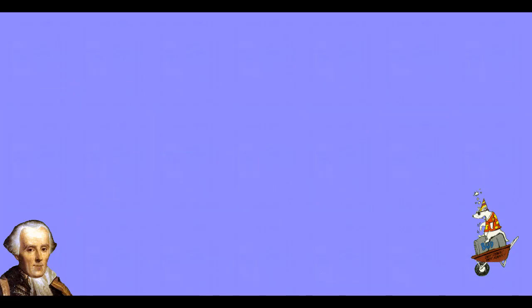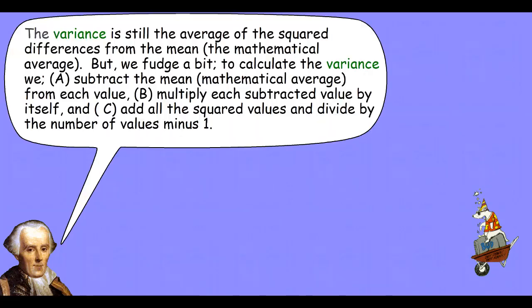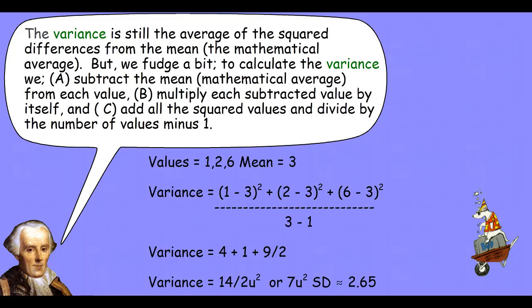What about inferring variance from our sample value? Well, variance is still the average of the squared differences from the mean. That is our mathematical average. But we fudge a little bit. To calculate the variance, we subtract the mean from each value, multiply that number by itself, add them together, and then divide by the number of values minus 1 to give us a more accurate estimate.